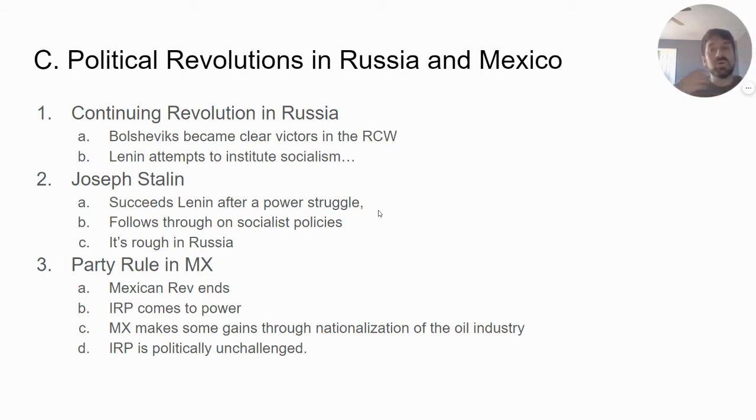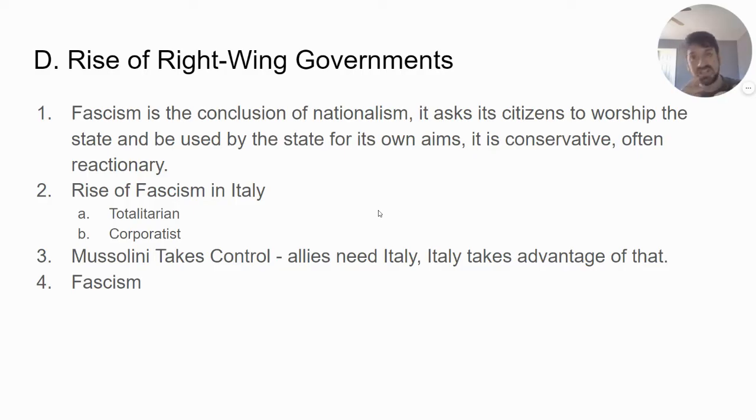So at the end of this, both Mexico and Russia achieve some degree of political stability in different ways. The PRI comes to power and leads stability through economic means, where Stalin provides stability through political means, using the state to suppress people who could challenge him.